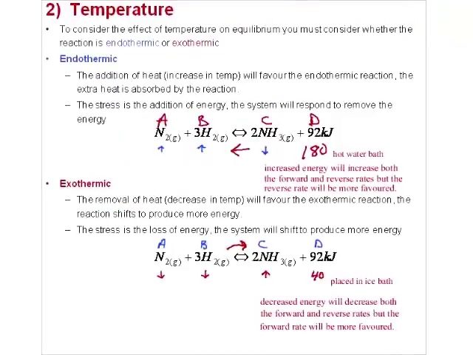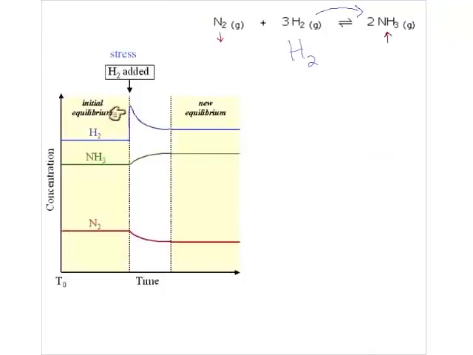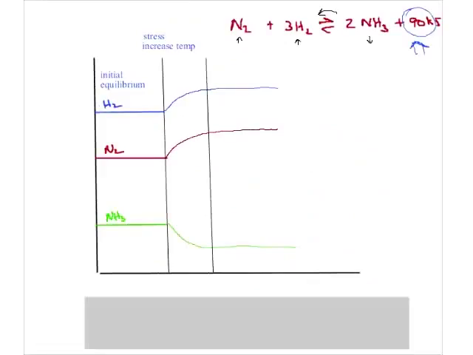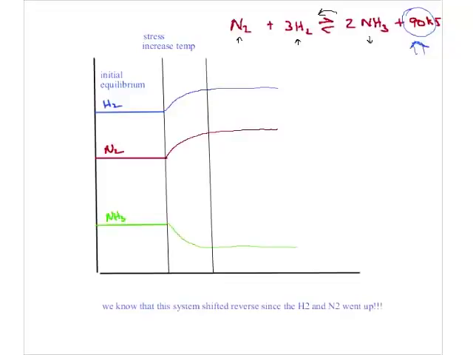We look at these other graphs back here, we added hydrogen. You see the spike? Over here, we removed the concentration of A. We dropped the concentration of A, so you see a downward spike. All right, in this graph, there is no spike because we didn't add any of these. That was not the stress. The stress was the temperature, the energy. Okay? And we know the system shifted in reverse because the hydrogen went up and the nitrogen went up, and that's how we know.